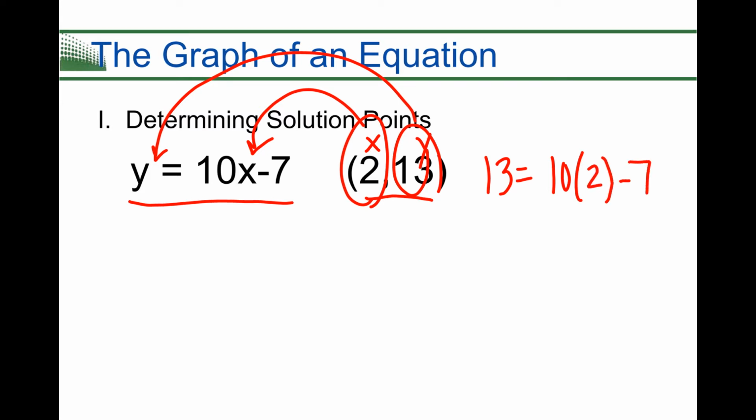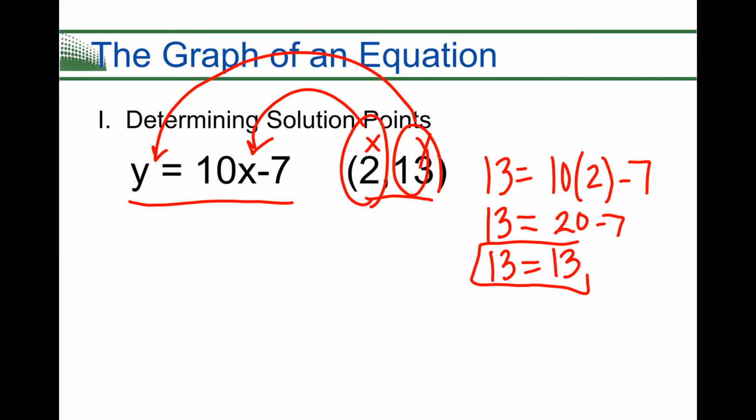What you're going to do is your arithmetic, compute this out as you can. 13 you can't do anything with, you leave your equal sign. 10 times 2 gives me 20, and 20 minus 7 is 13. So instead of 20 minus 7, I'll put 13. Now what this tells you is, yes, we know that 13 equals 13. So this tells me that, yes, (2, 13) is a solution to this equation.